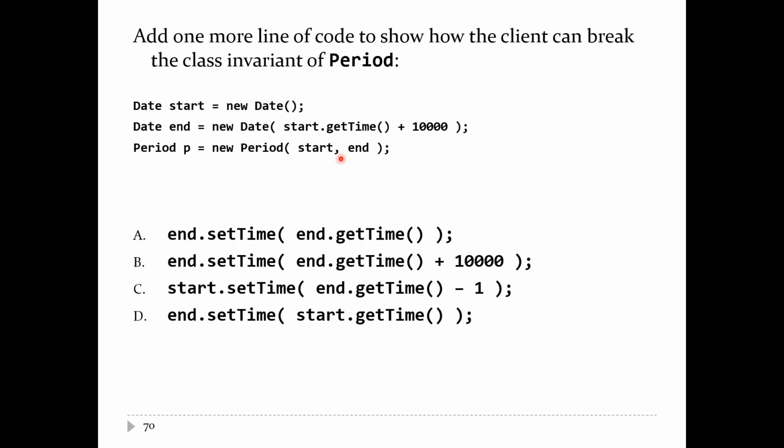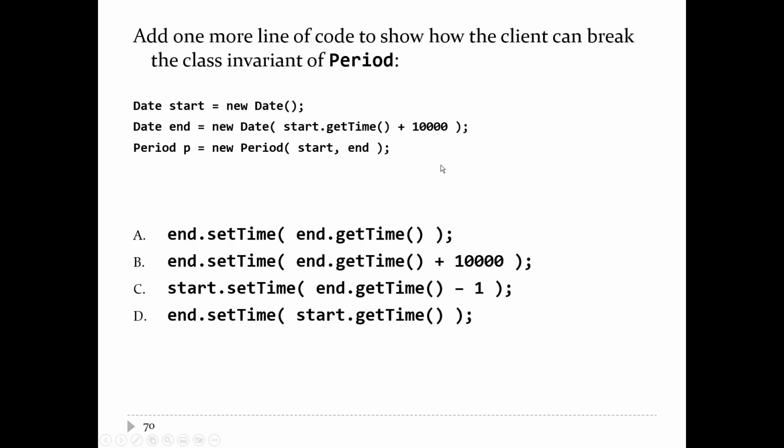So if we make a period object using this start time and this end time, this start time is the current time. If you call the date constructor with no arguments, you get the current time. If you call the date constructor passing in the start time plus 10,000 milliseconds, then you end up with a second date that's 10 seconds after the start time. So this is in fact a valid start and end time pair.